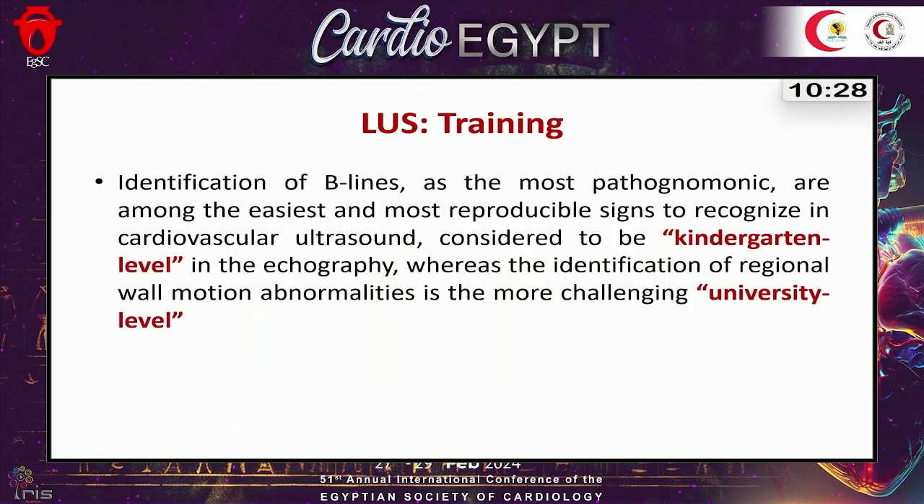The identification of the B lines, which is the most pathognomonic and the easiest method to assess the lung, is actually a reproducible sign. It is considered like the kindergarten level in echography, whereas, for example, wall motion abnormalities are considered like the university level. But we as cardiologists are taught wall motion abnormalities and how to interpret them before being taught how to assess the lungs by lung ultrasound.